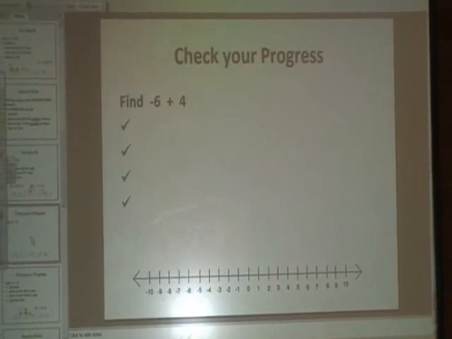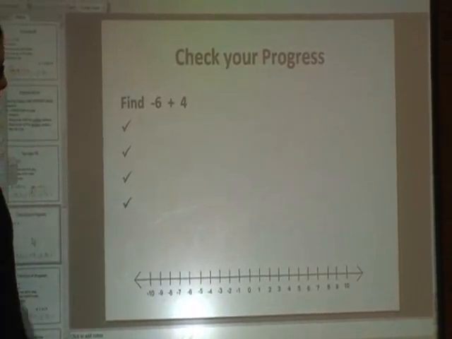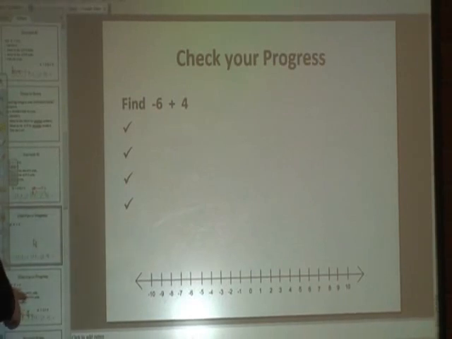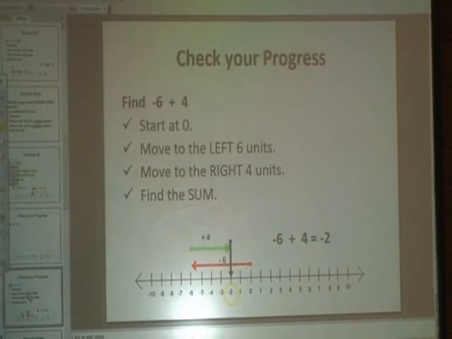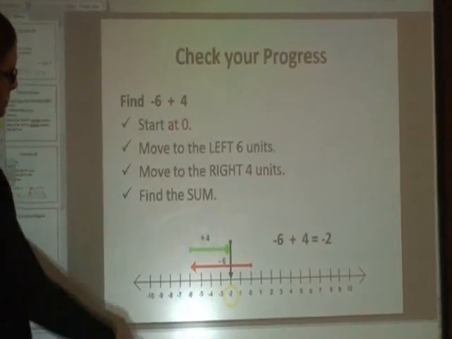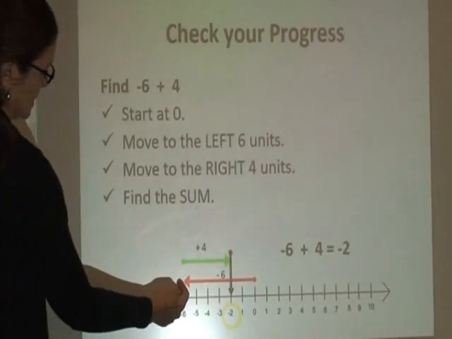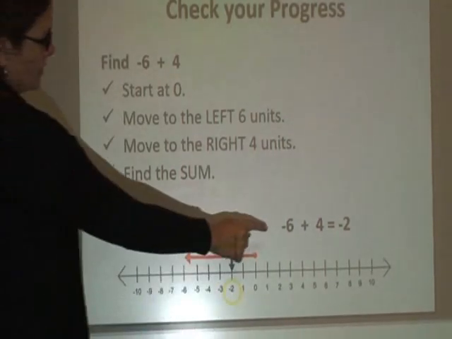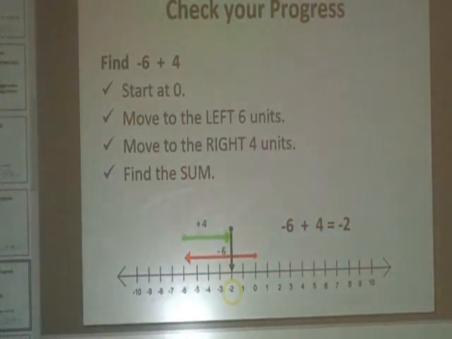Let's check your progress. Can you find -6 plus 4? Put that on a number line. Remember, the first step is to start at 0. And you'll move left for negative numbers and right for positive numbers. Did you get -2? Starting at 0, moving to the left 6 units, moving to the right 4, ending at -2. -6 plus 4 is in fact -2.